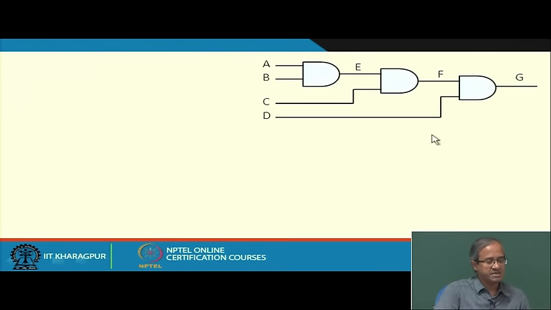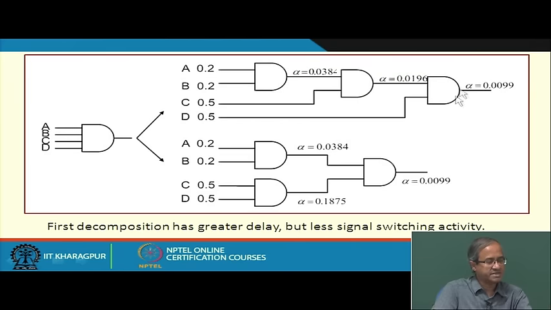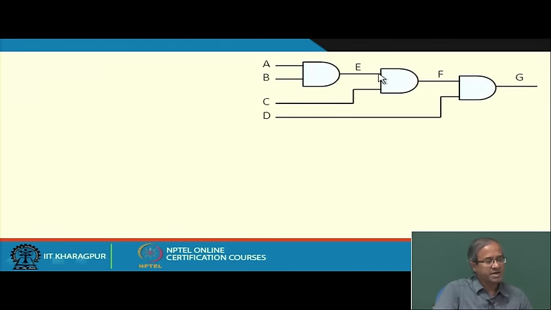First, let us look at this alternative, the first way of mapping, where delay is 3 units. So, we are estimating power. What we have assumed is that the input signal probabilities are 0.2, 0.2, 0.5 and 0.5. We first calculate the probability values of the other lines just using those tables.